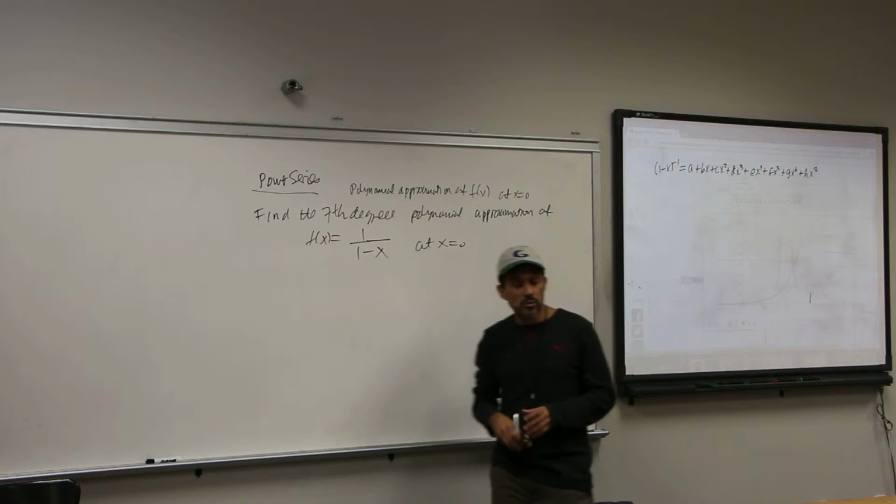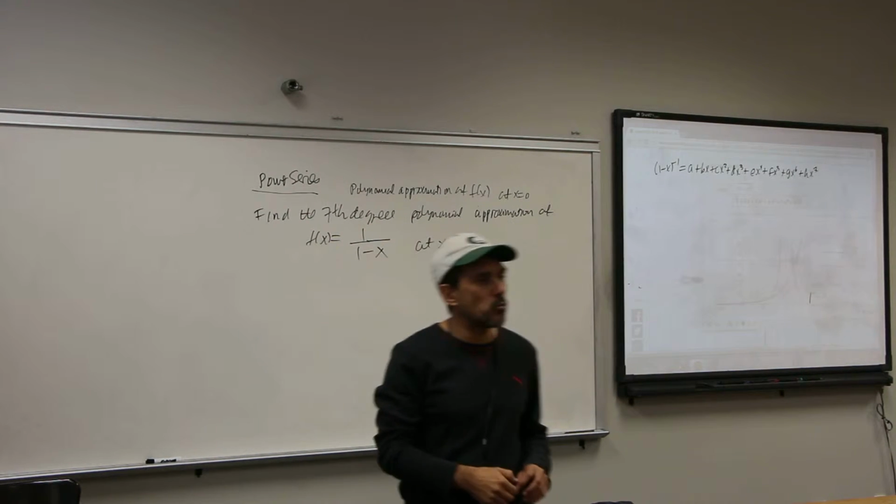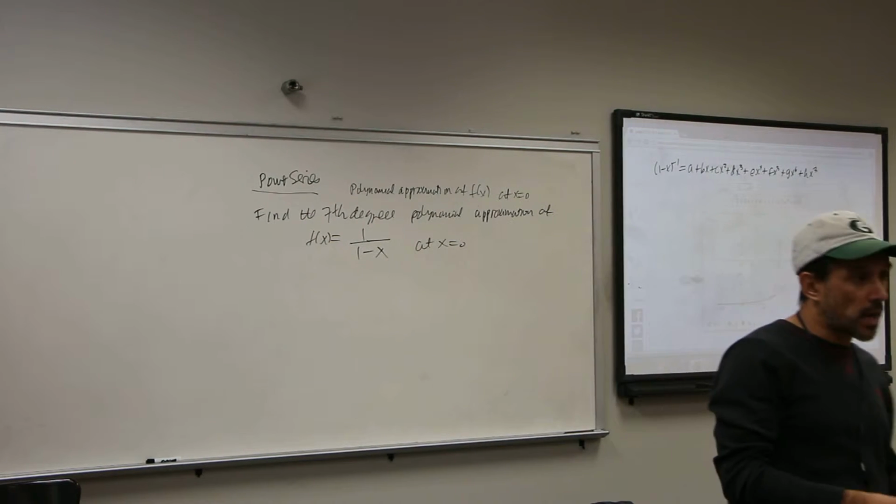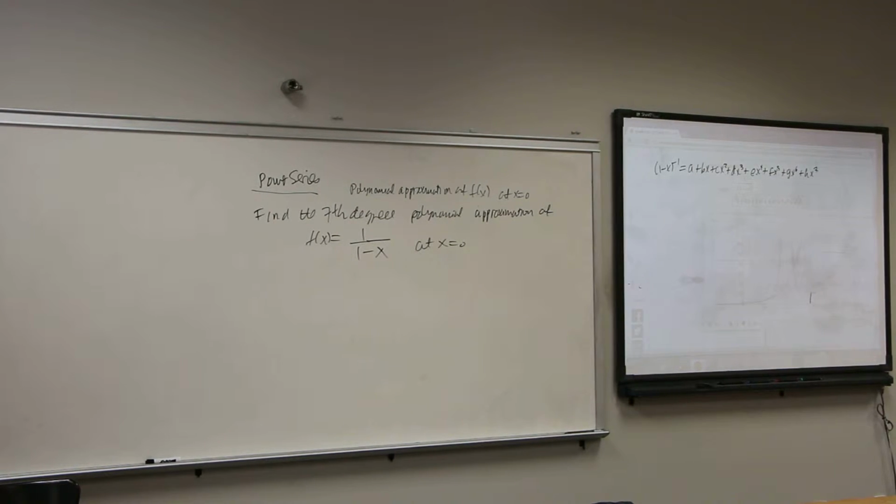So we all agree A was 1. What is B? B was 1, yes. C was 1, yes. D was 1, yes. E is 1, yes. F, 1. Well, this is a very strange function. The coefficients are all 1. The only function for which the coefficients are all 1.